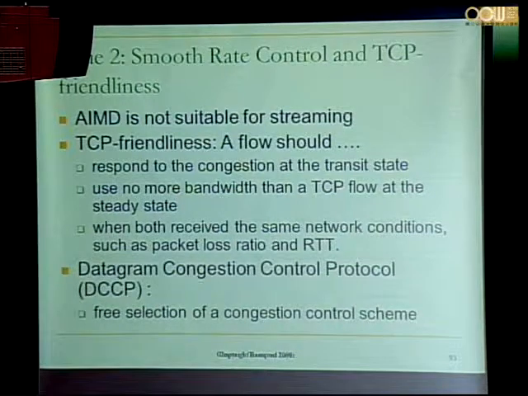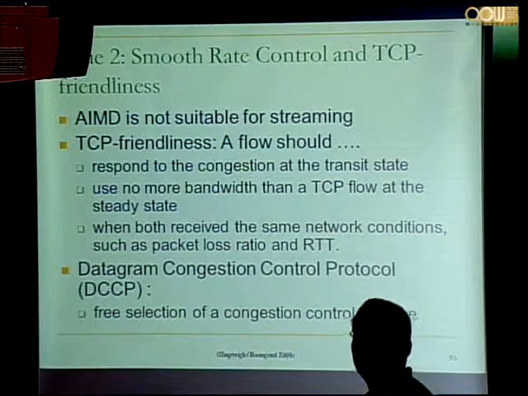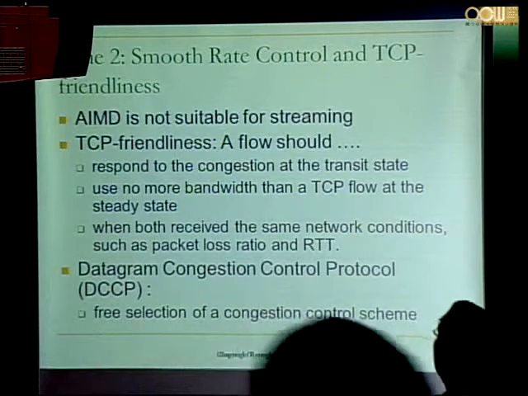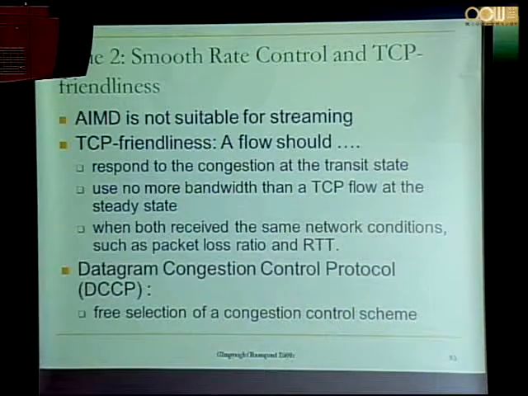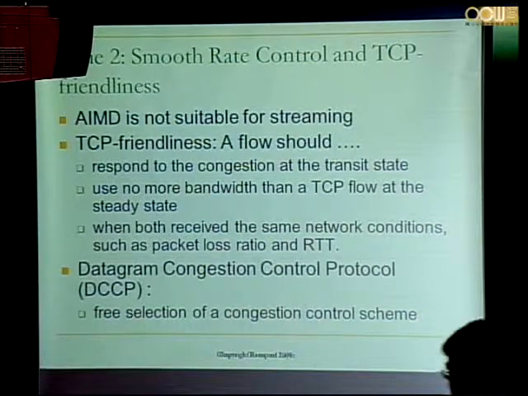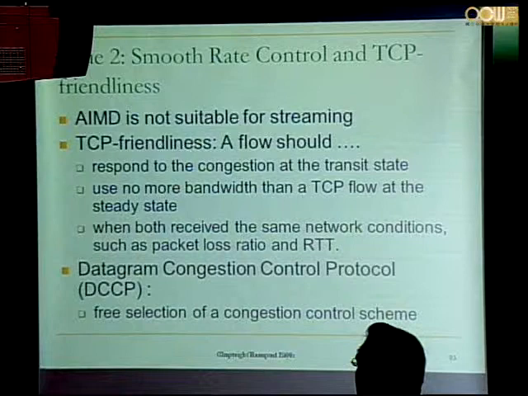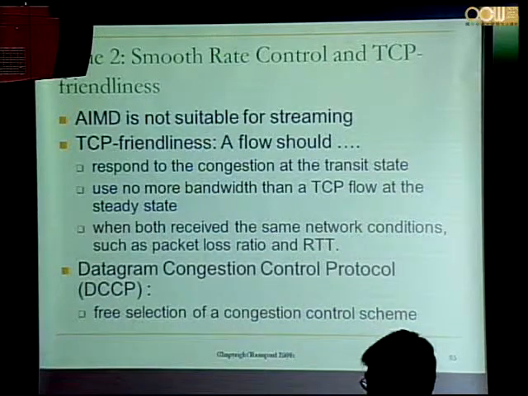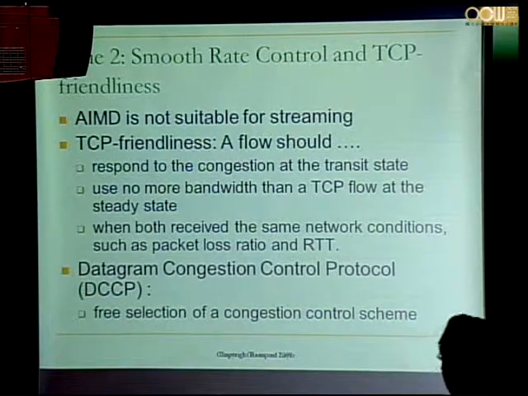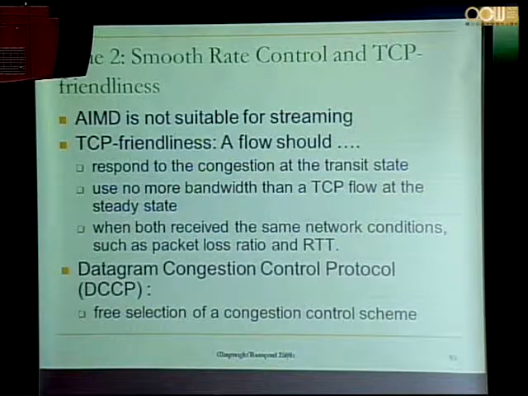The second issue is about the rate, the flow control and congestion control, especially flow control. We have mentioned the AIMD, additive increase and multiplicative decrease, in TCP. AIMD stands for additive increase, multiplicative decrease. It's not suitable for streaming.